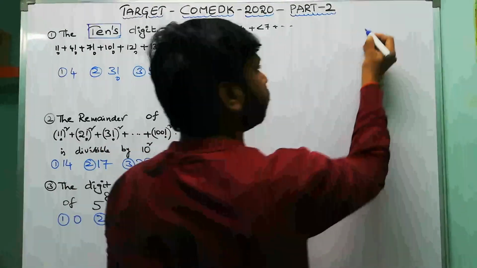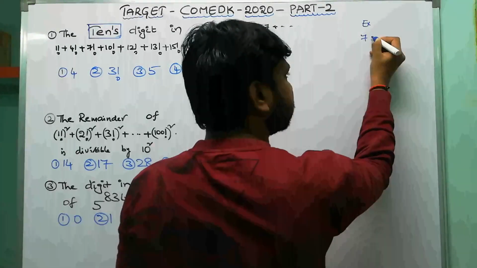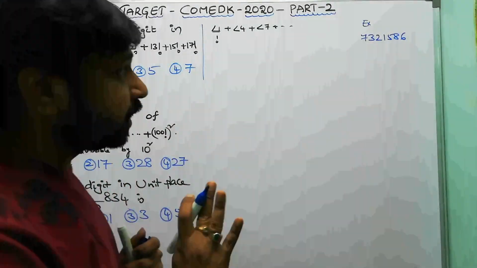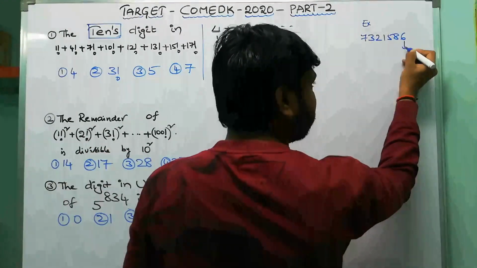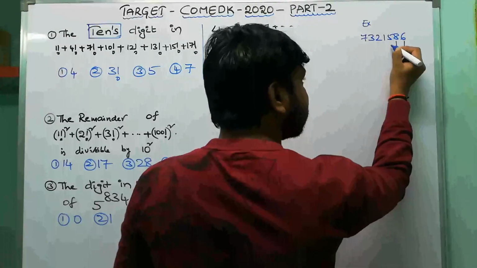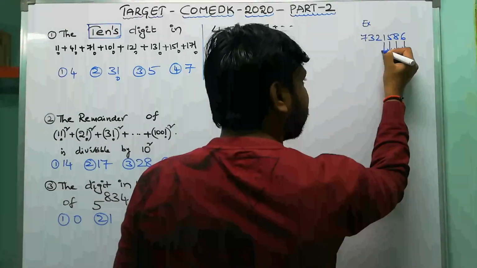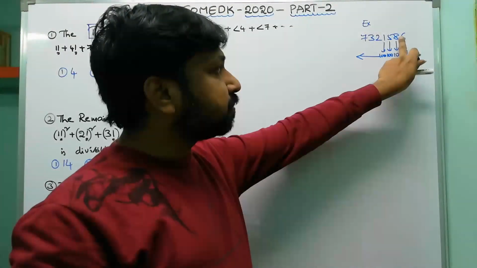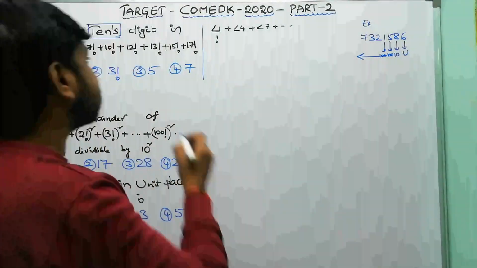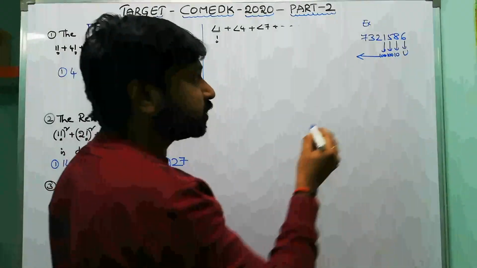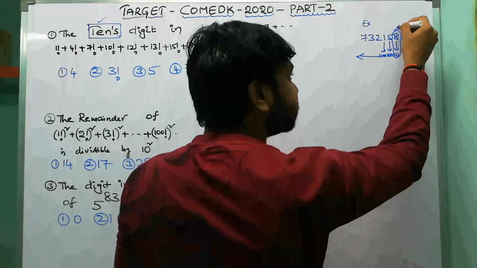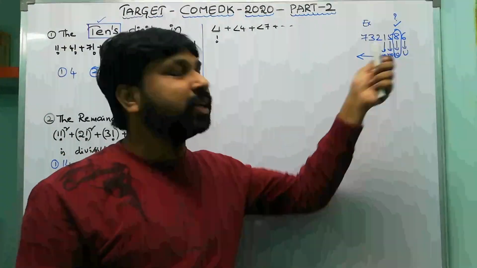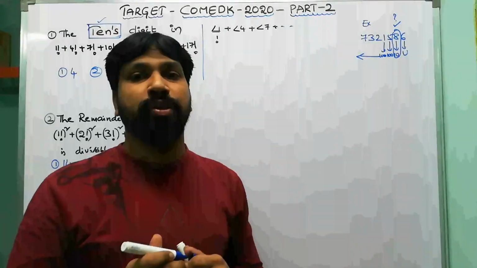For example, take the number 7321586. In this number, 6 is the units place, 8 is the tens place, 5 is the hundreds place, 1 is the thousands place, and so on. So they're asking for the tens place here. That means the question is asking what this digit is in the factorial sum. It is very, very easy to evaluate, friends.